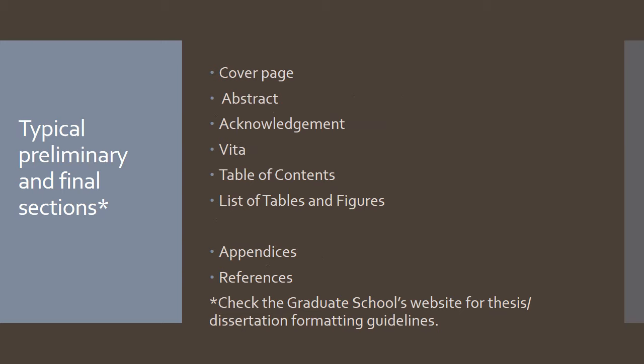So here are typical preliminary and final sections found in a dissertation. Cover page, you have the abstract, acknowledgement, the vita, table of contents, and list of tables and figures for the preliminary section. And for the section after the conclusion chapter, you have appendices and, of course, your references. Make sure you check your graduate school's website for thesis and dissertation formatting guidelines. This will save you a lot of time and formatting headaches.